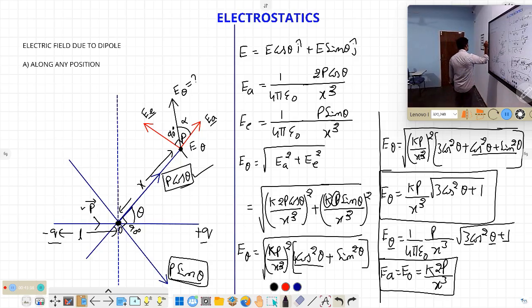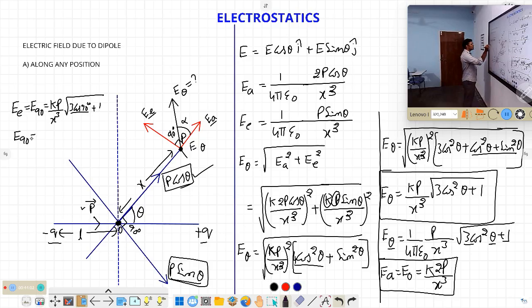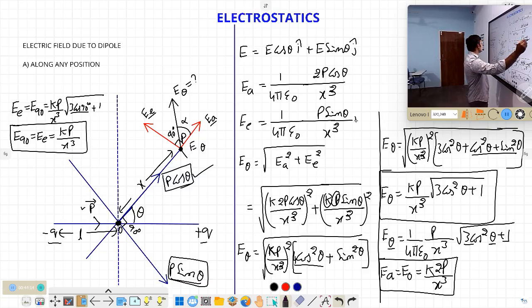And what is the electric field along the equator line? What is the angle of the equator line? 90 degrees. If you put that value, k into p by x cube into under root of 3 into cos 90 degrees plus 1. Cos 90 is 0. So E at 90 degrees, the electric field along the equator line, is Kp by x cube. That is similar to what we did in the derivation before. This is the equation you are going to get. You can check the previous one.